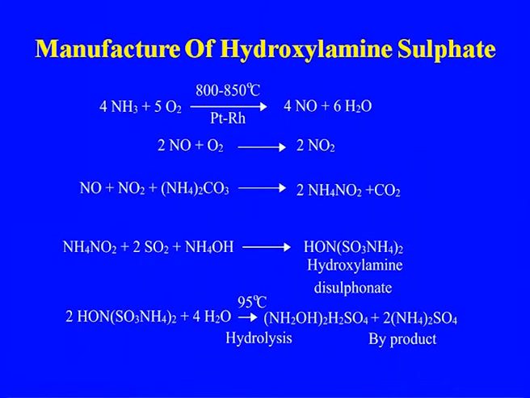This is the reaction that is taking place in the hydroxylamine sulfate section, where NH3 gives the mixture of NO and NO2, and then this is reacted with the ammonium carbonate and we get NH4NO2. This NH4NO2 again reacts with the SO2 to give the hydroxylamine disulfonate which I told you, and this hydroxylamine disulfonate after hydrolysis gives the hydroxylamine sulfate and the byproduct ammonium sulfate.